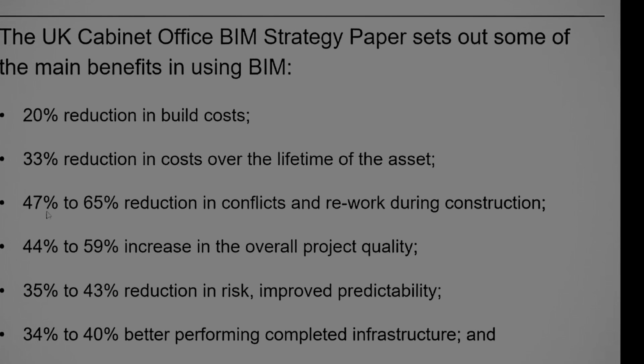Okay, and then 47 to 65% reduction in conflict and rework, increase in project quality, reduction in risk, improved predictability, 34 to 40% better performing completed infrastructure, 30 to 38% improvement in review and approval cycle. This is also very important.